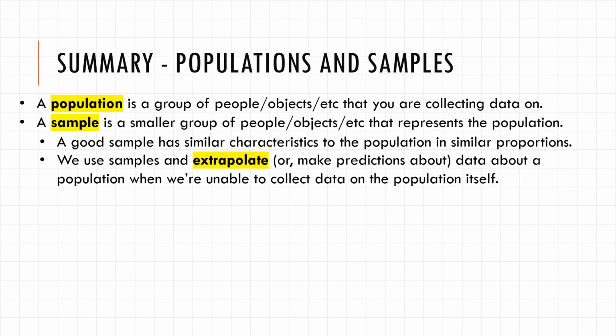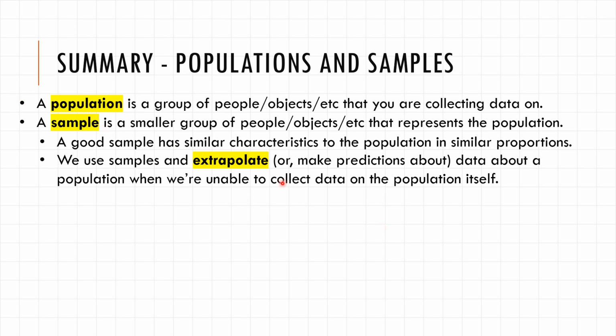From there, we learned about populations and samples. A population is a group of people, objects, or whatever that you want to study, to collect data on. And a sample is a subgroup within that population, and a good sample would actually represent it, having very similar characteristics to the population. A sample represents all of the population, but to do so, it actually has to have the same sort of characteristics, right? We use these samples and we extrapolate. We make predictions about the population based on the sample. And we do this when we're unable to collect data on the entire population itself.